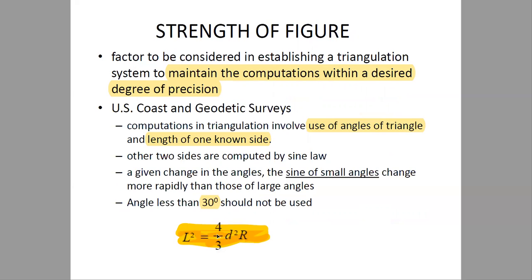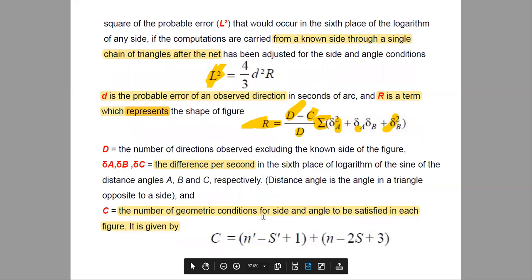Now we'll see what are the equations involved. First, square of probable error, that is L square is equals to 4 by 3 D square R. Now what is D and what is R? D is the probable error of an observed direction, and R is a term that represents the shape of figure. Okay, and R can be calculated using capital D minus C divided by capital D into the summation of del square A, del square B, del A del B.